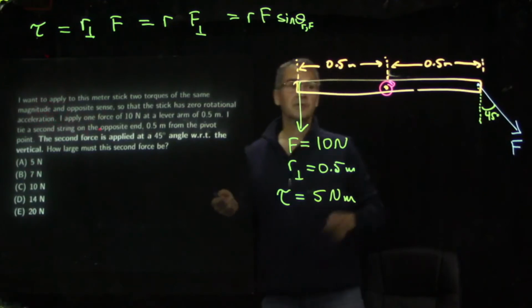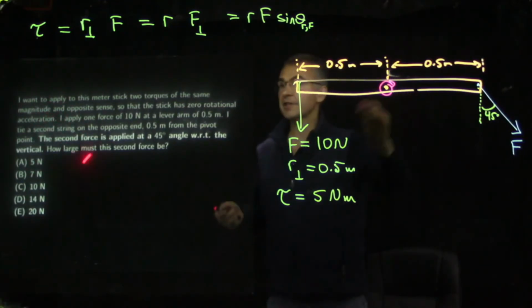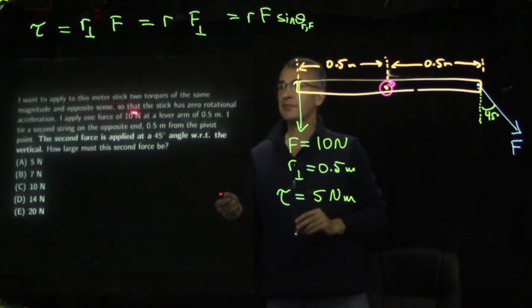So I want to apply to this meter stick two torques of the same magnitude in opposite sense so that the meter stick has zero rotational acceleration.